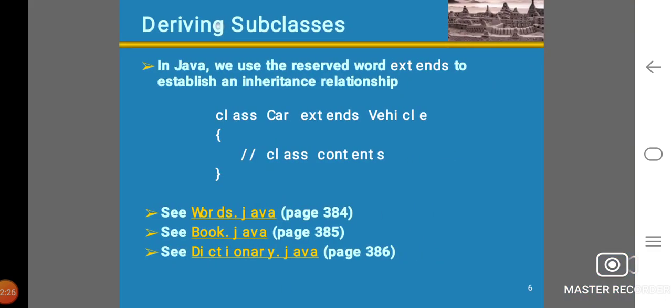Deriving subclasses. In Java, we use the reserved word extends to establish an inheritance relationship. Class car extends vehicle, which consists of the content of a particular class over here.